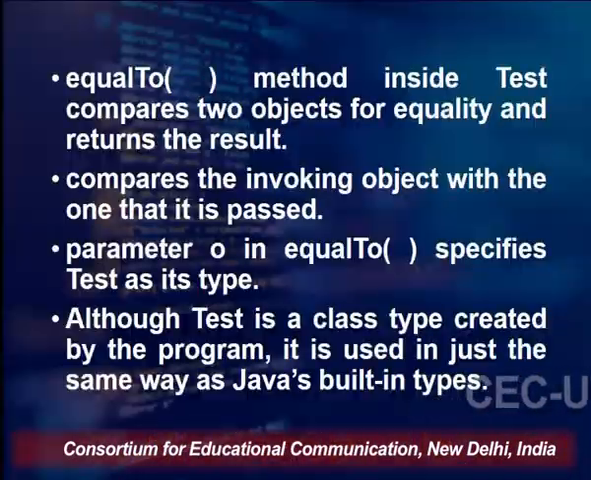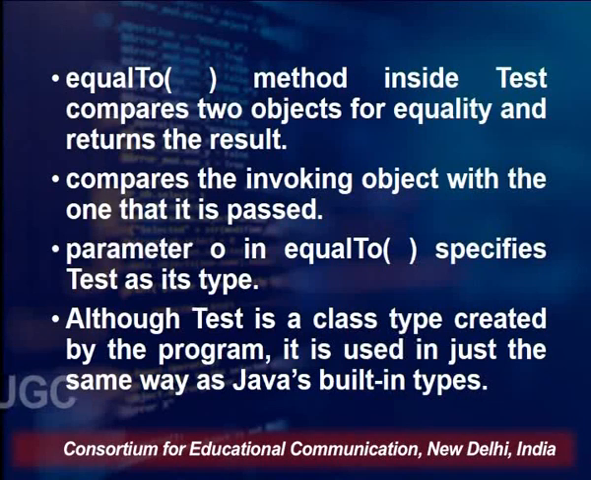And which two objects are being compared? That is the invoking object and the object which is being passed, and the parameter O, which we have passed in, specifies Test as its type, because it is the reference type of the class Test. So basically the bottom line of this program is that we have passed the reference type in a similar manner as we are passing Java's built-in types.